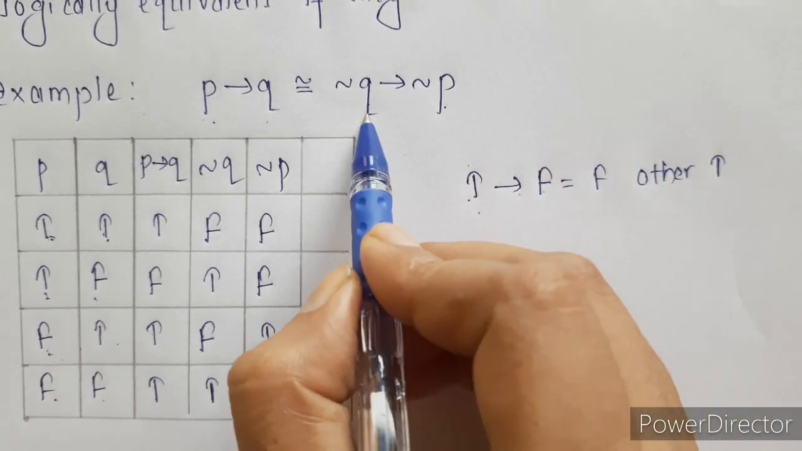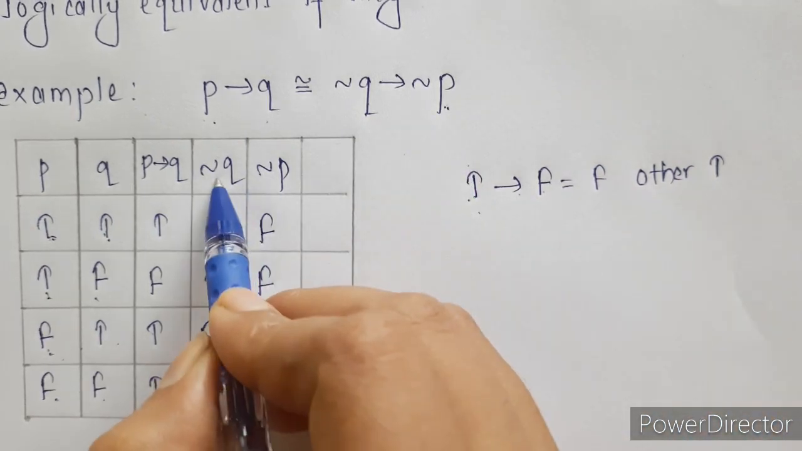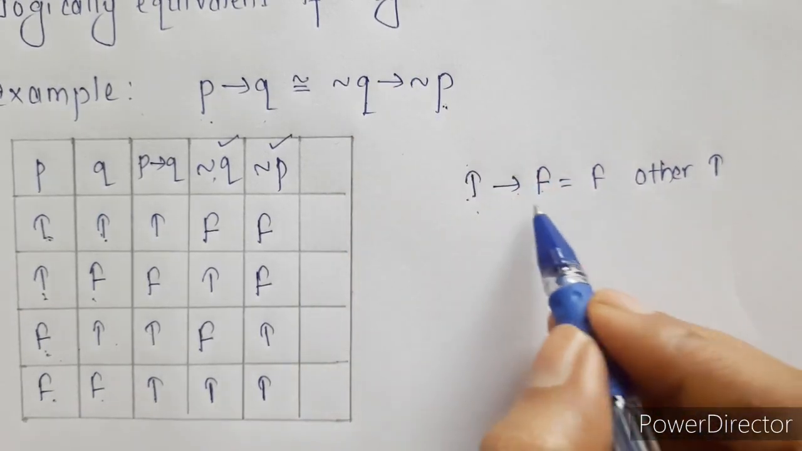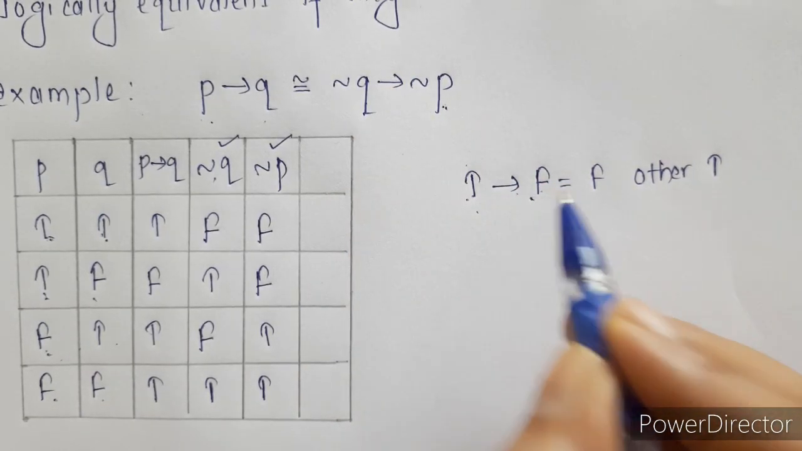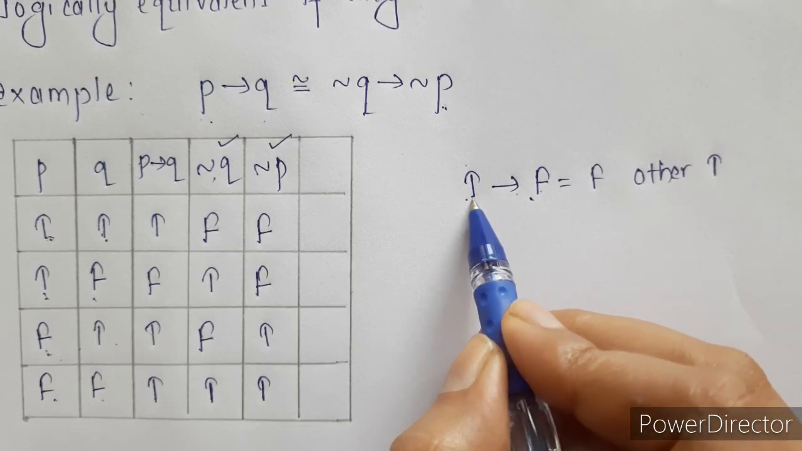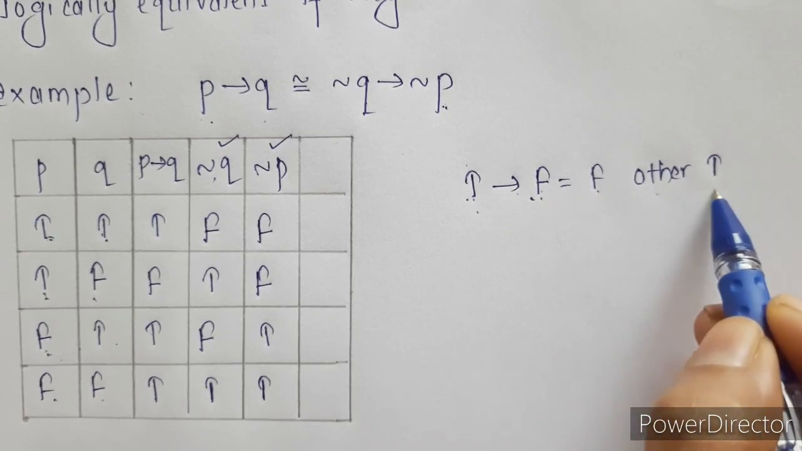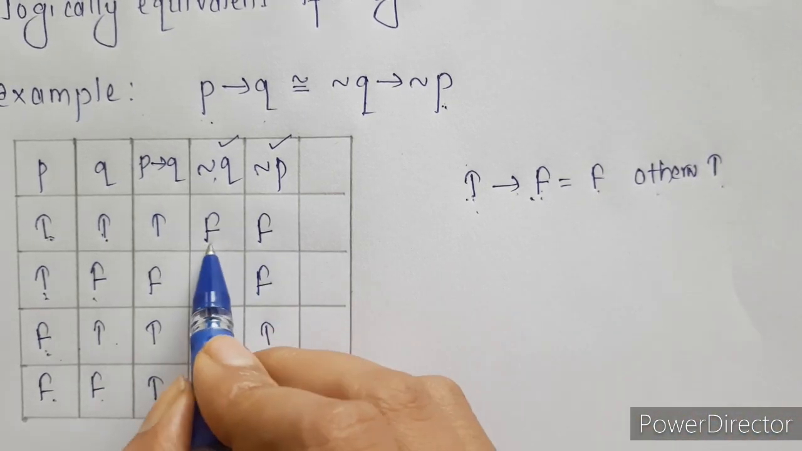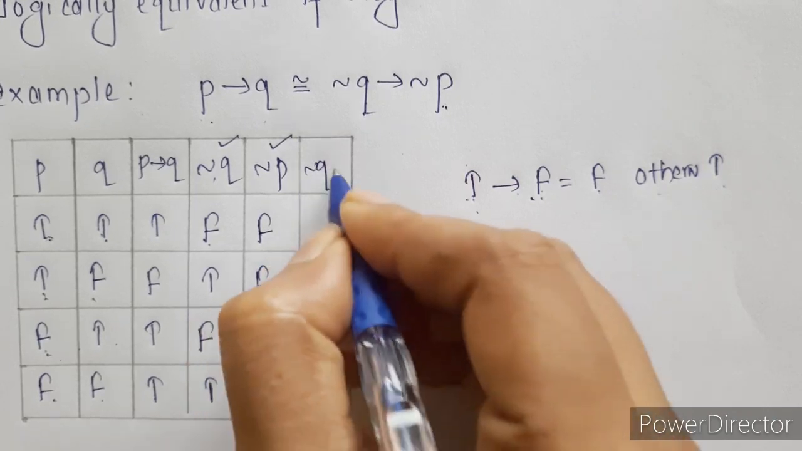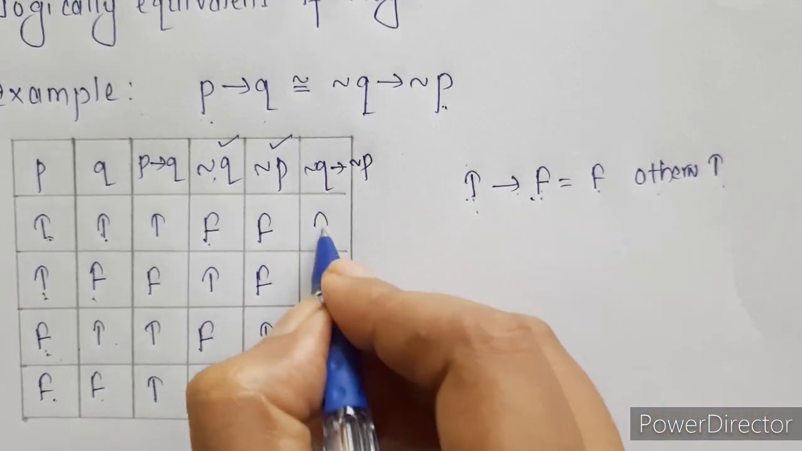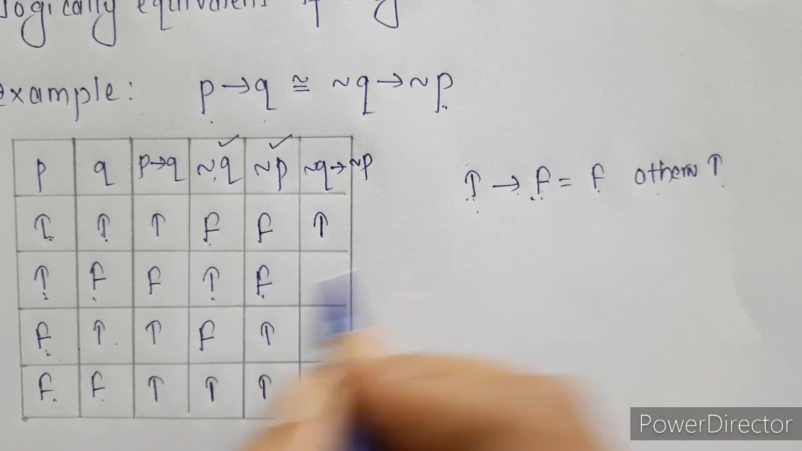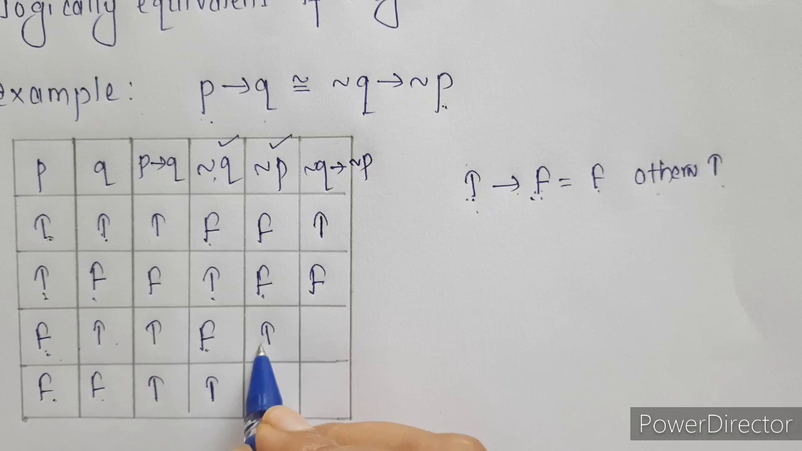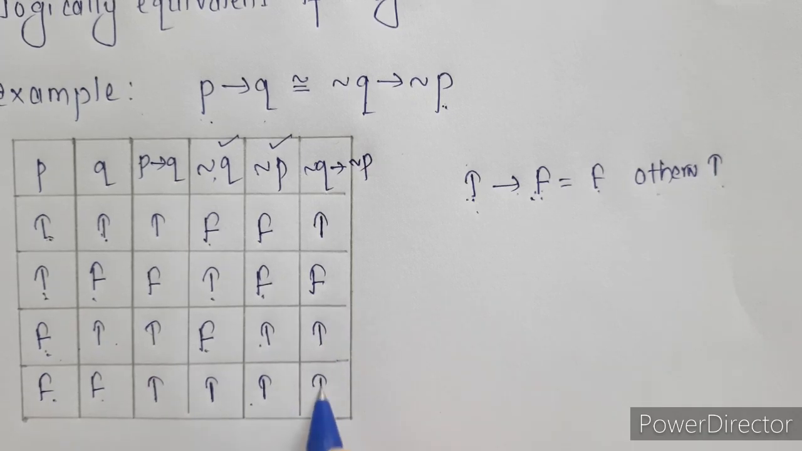Now we have to compare negation of Q with negation of P. It is this column and this column using the connective implication. So same connective. In case of implication, if first is true and second is false, then only it is false, otherwise for all other cases it is true. So false implies false, this is negation of Q implies negation of P. This will be true. First true, second false, this is false. False implies true is true, true implies true is also true.